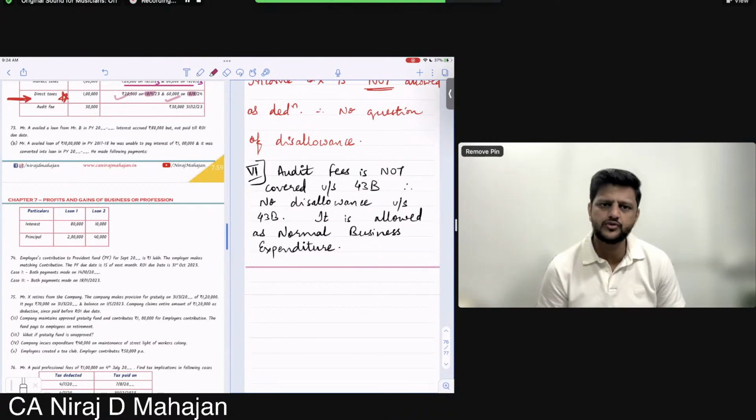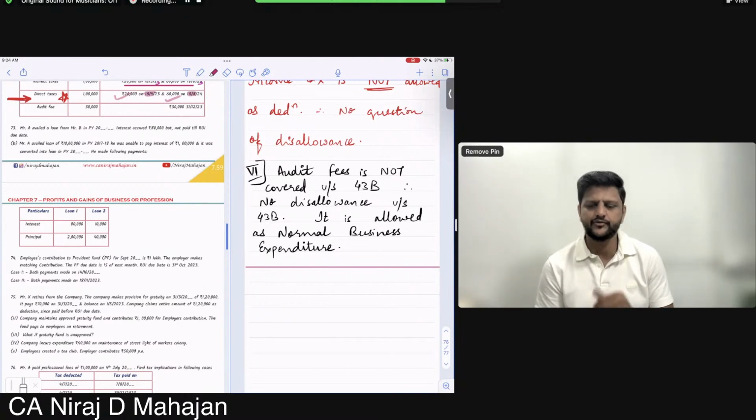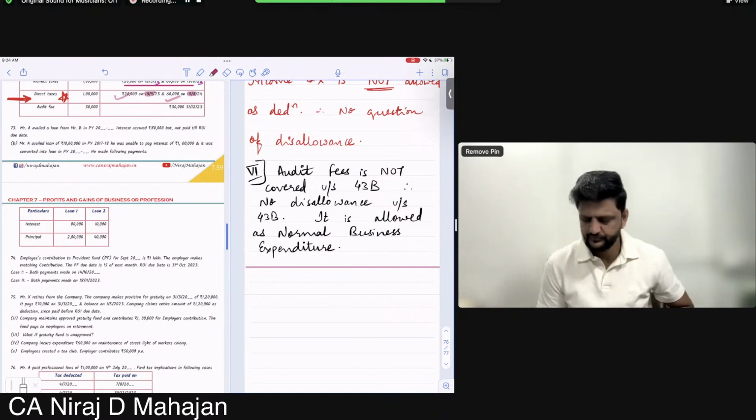No disallowance means what? That item becomes automatically allowed. I didn't understand, sir. No disallowance under 43B. So even if you actually pay or don't pay or whatever it is, 43B is not concerned. So it is a P&L debit. It will remain as a P&L debit. That means it is allowed.